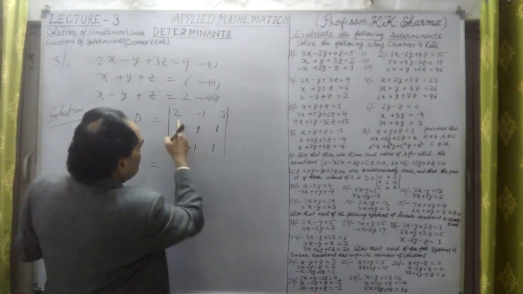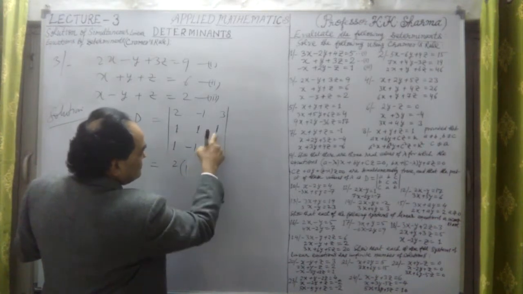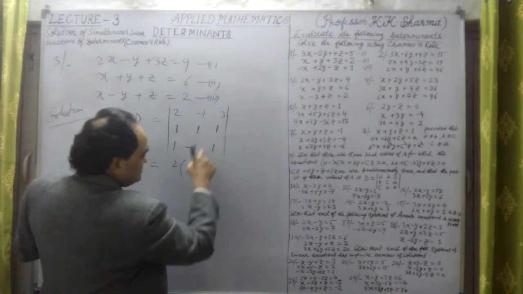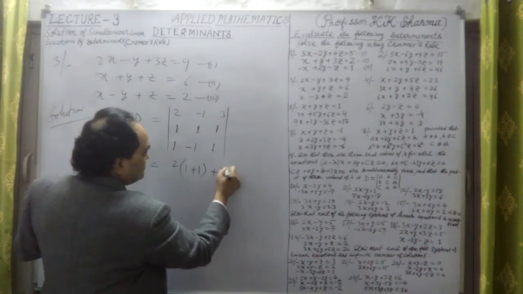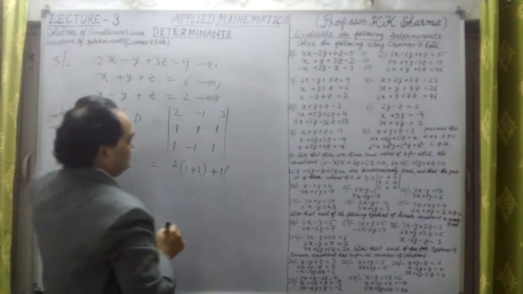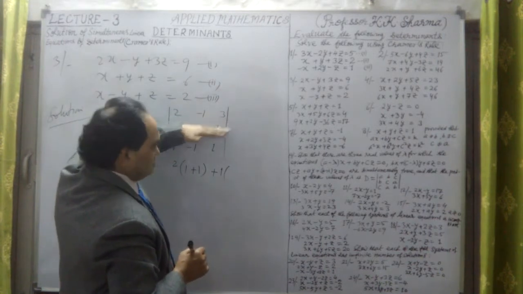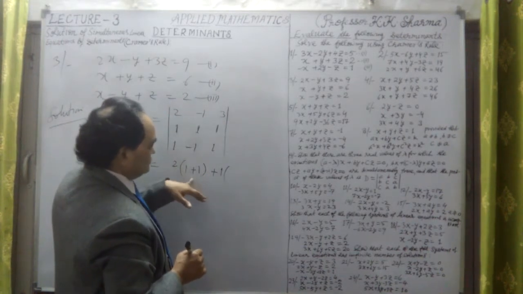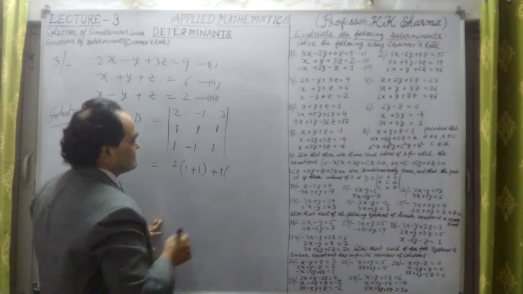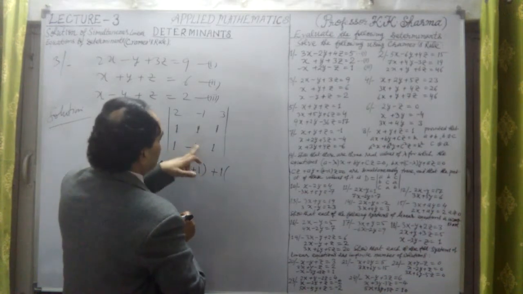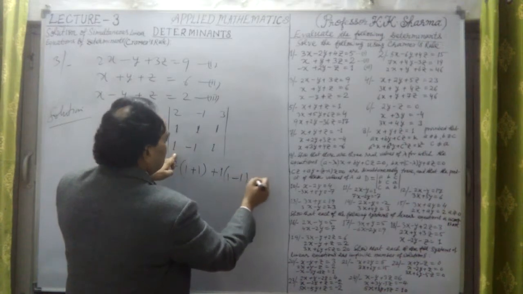D is equal to 2 into 1 minus, this is 1 into 1, 1. This is minus 1 into 1 is minus 1, but minus 1 you keep to plus 1. Again, minus 1 is plus, this is plus 1. I'm doing directly. Okay, finding the cofactors of 2, minus 1 and 3. Cofactors of 2, minus 1, 2 is positive, but minus 1 will be positive. And this is the value here. Minus 1 into, yes, this is 1 into 1. And 1 into 1 minus 1, which is 0.